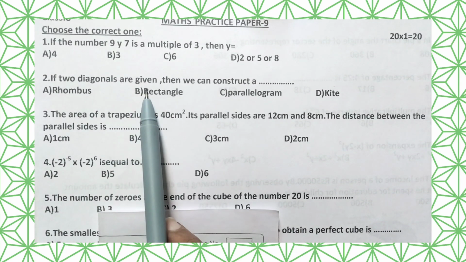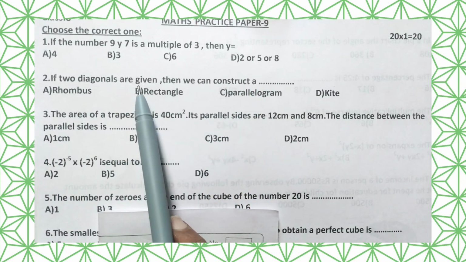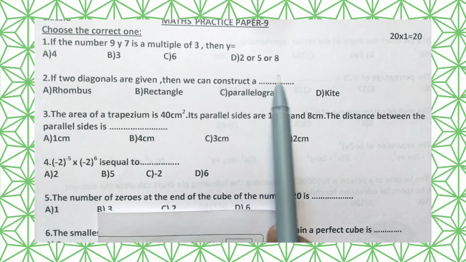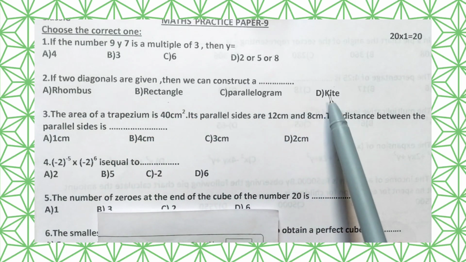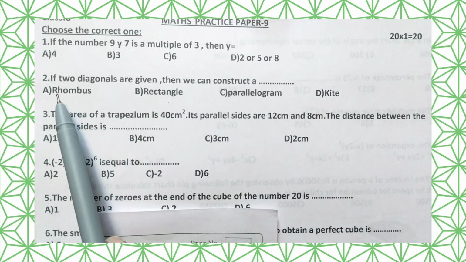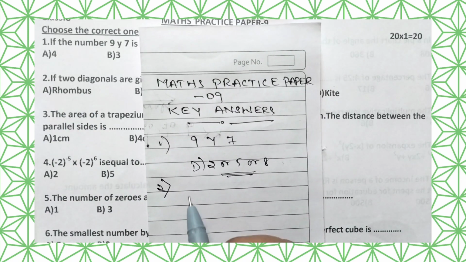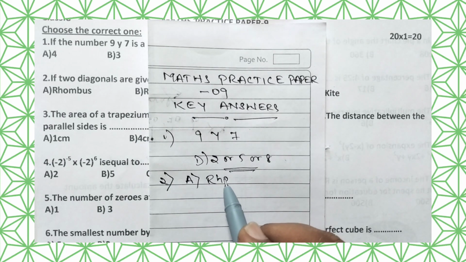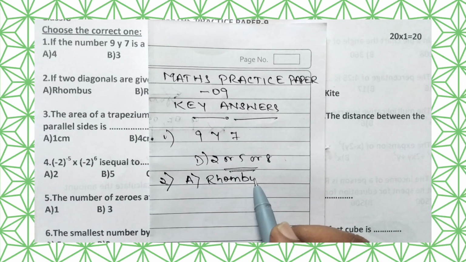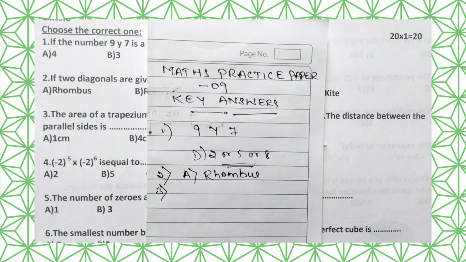If two diagonals are given, then we can construct a dash. So when two diagonals are given, what can we construct? Rhombus, rectangle, parallelogram, kite. So we can construct a rhombus. So for the second question, option A, rhombus. Using the two given diagonals, we can construct a rhombus.